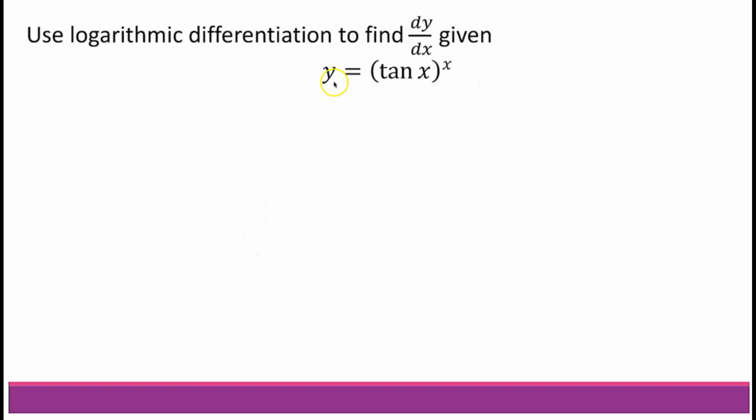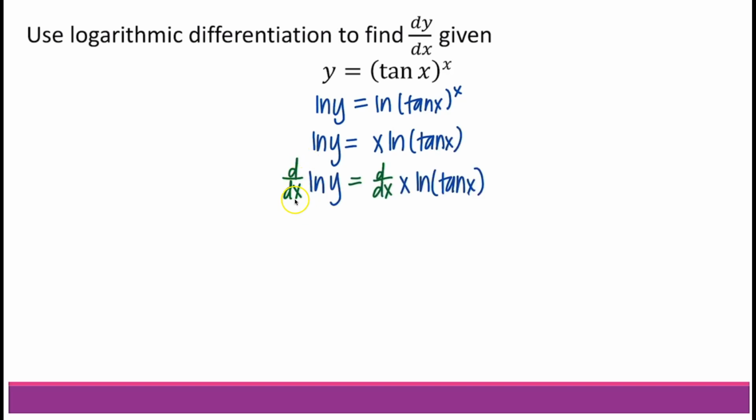And now let's differentiate y equals tangent x to the x. So we're going to take the natural log of both sides, and that will allow us to bring the x in the exponent to the front of the log on the right-hand side. So we'll have x times natural log of tangent x. Now we take the derivative with respect to x on both sides. On the left side, we get that 1 over y dy dx. And then on the right-hand side, we need the product rule.